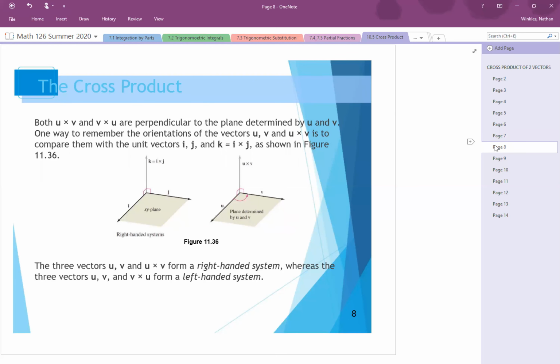Both U cross V and V cross U are perpendicular to the plane determined by U and V. One way to remember the orientations of the vectors U, V, and U cross V is to compare them with the unit vectors I, J, and K, which is equal to I cross J. That's shown in the figure. So the three vectors U, V, and U cross V form a right-hand system, whereas the three vectors U, V, and V cross U form a left-handed system.